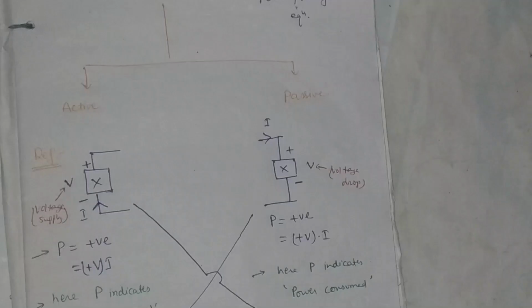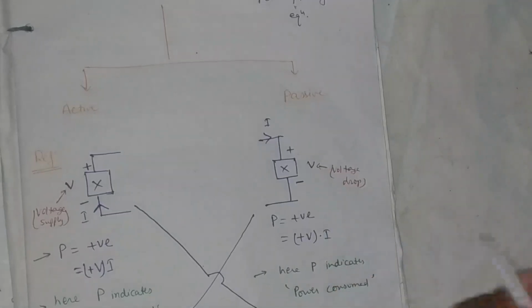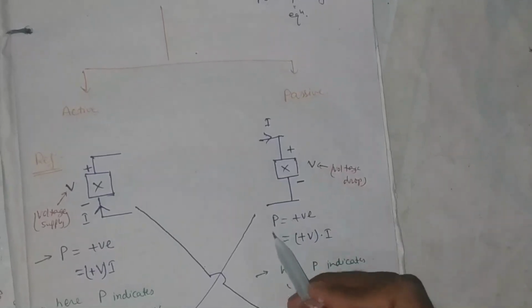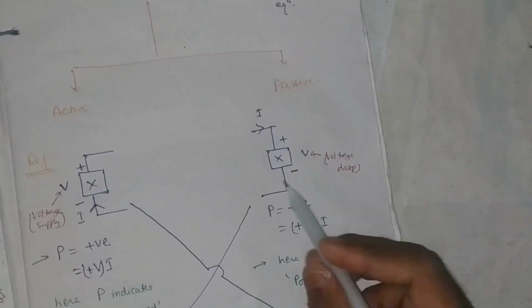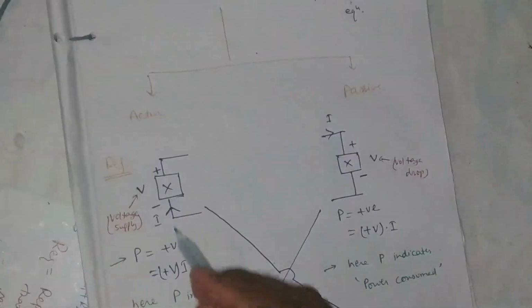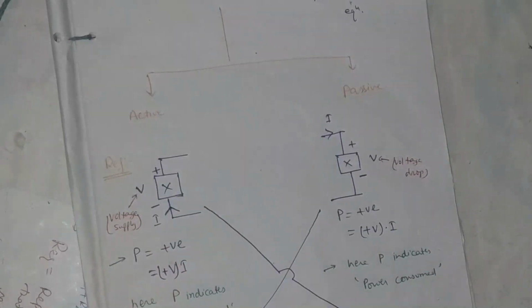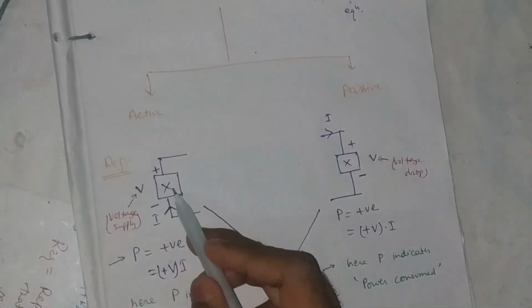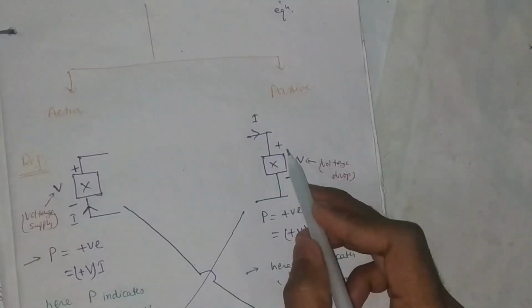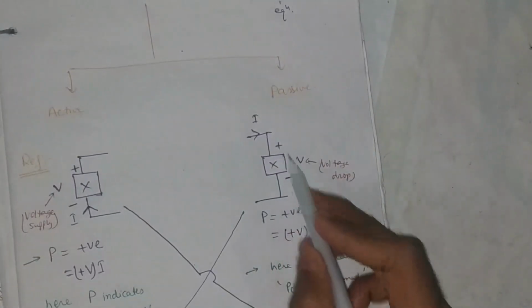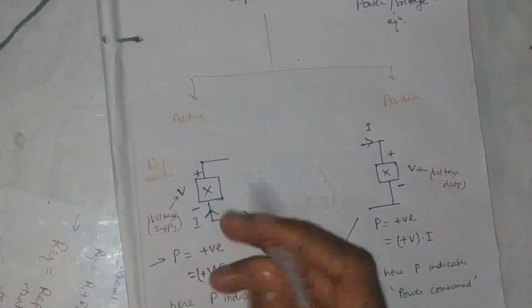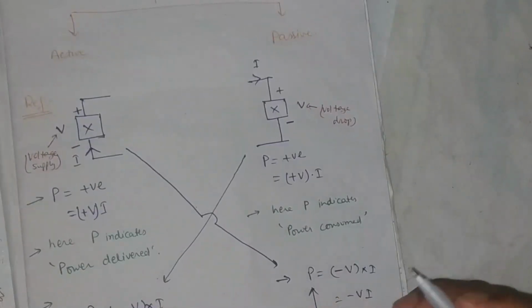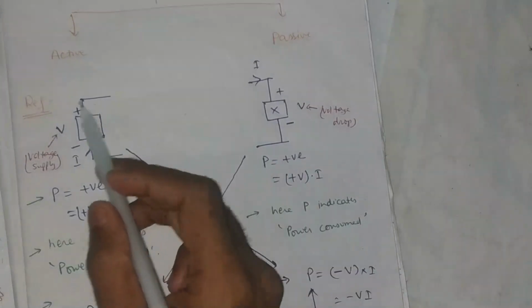So why are these two types of convention made, and what does each one show? The simple answer is that the power we calculate in passive sign convention is the power consumed by the element, while in active sign convention the power we calculate is the power delivered by this element. That's why here we take the voltage drop V as positive, while here we take the voltage supply as positive.